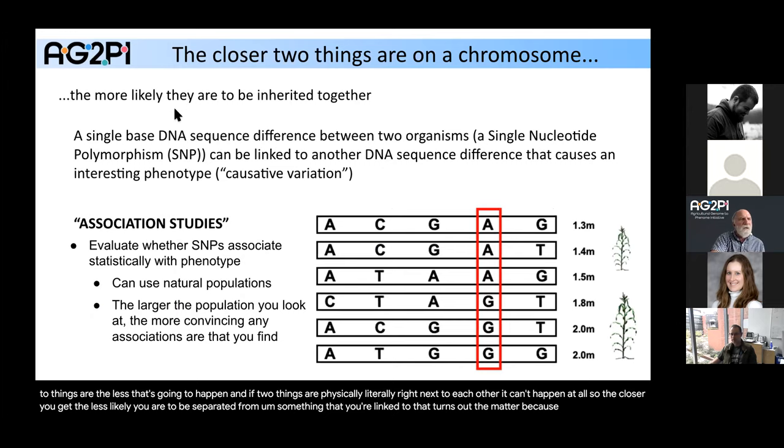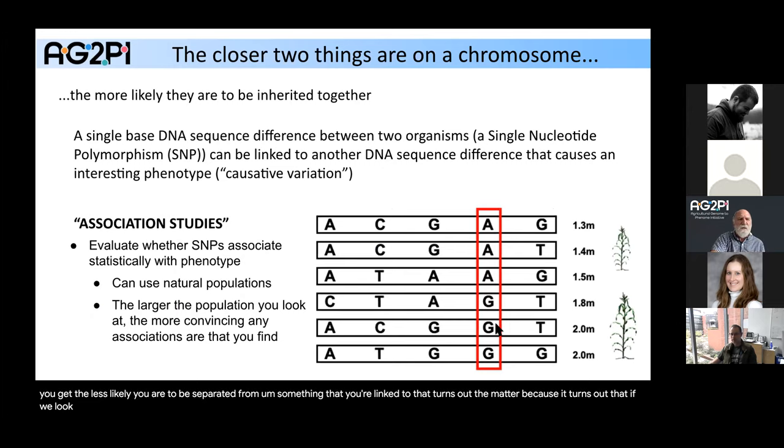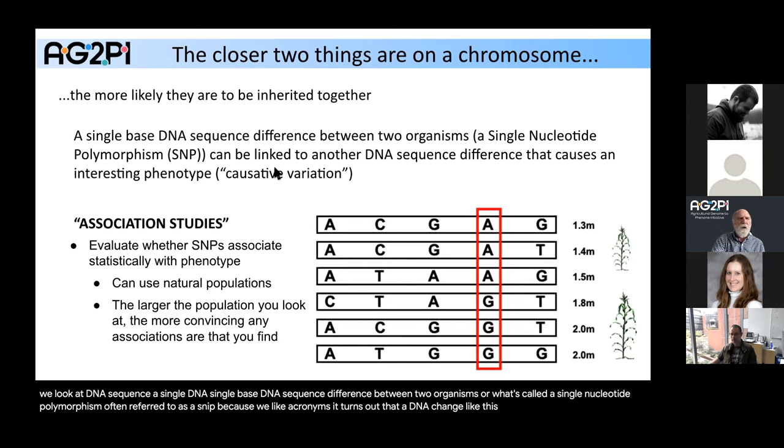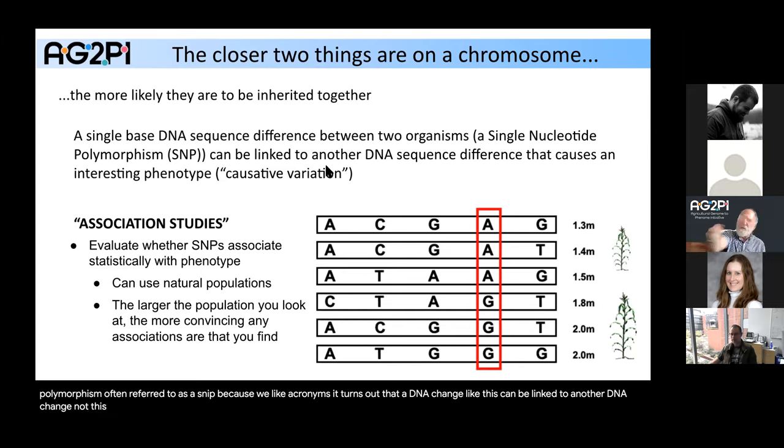Because it turns out that if we look at DNA sequence, a single base DNA sequence difference between two organisms, or what's called a single nucleotide polymorphism, often referred to as a SNP, because we like acronyms, it turns out that a DNA change like this can be linked to another DNA change, not this one, but one just a little ways away from it, that turns out to be important for causing a phenotype. So let's go back to yellow and green peas for a second.